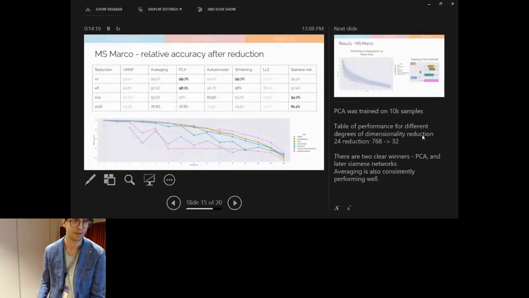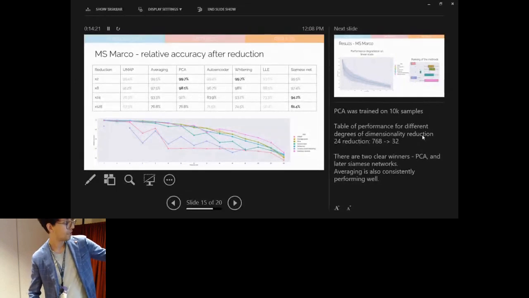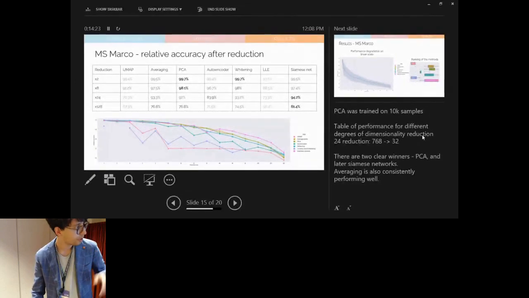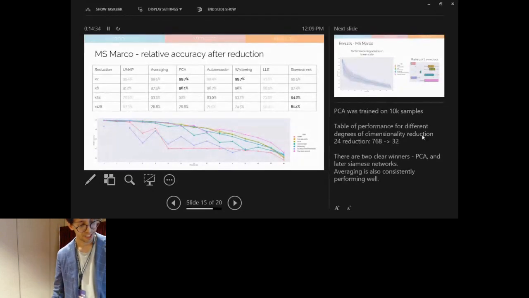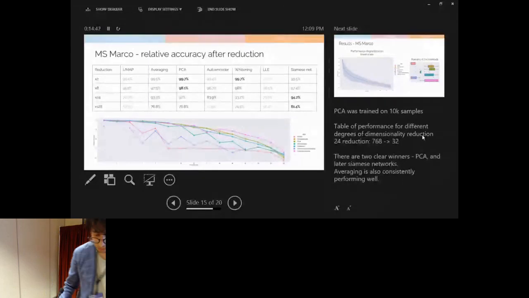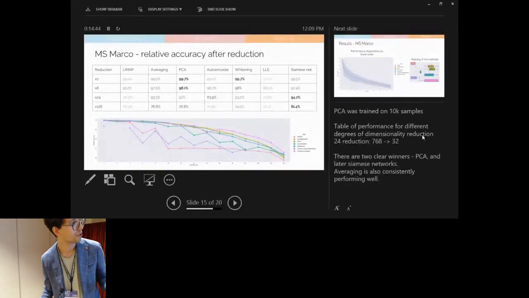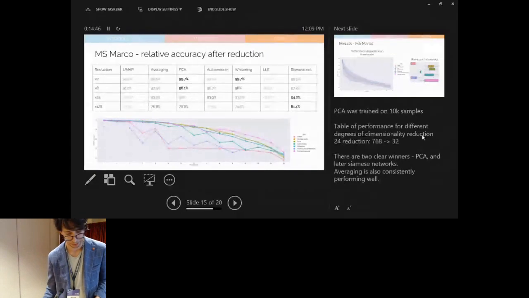okay, I won't be able to do the math in my head, but for example, the 24 times reduction rate means that we are able to scale down from 768 dimensions to 32 dimensions and still retain 94.2% of the original accuracy using the Siamese network algorithm.